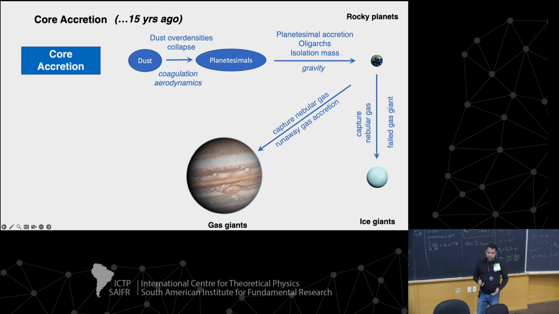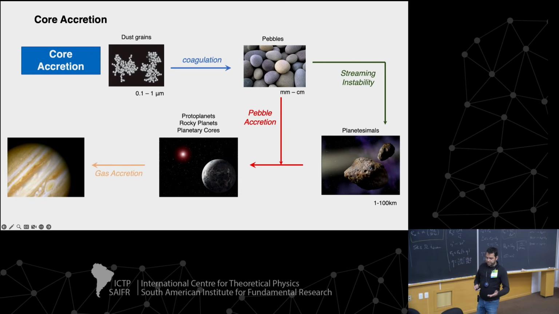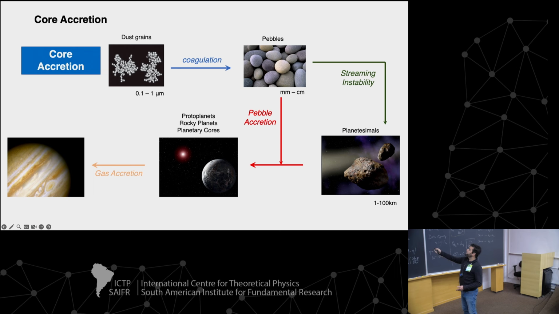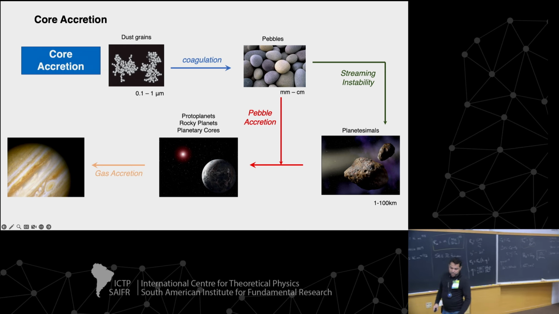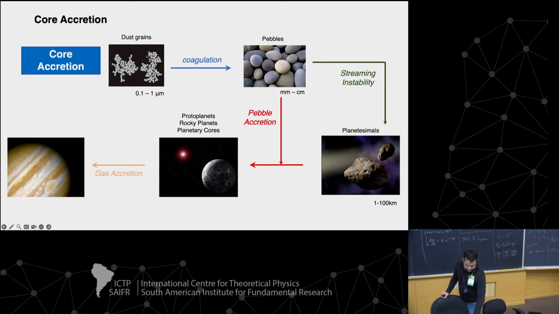And that's where pebble accretion comes in. This was core accretion 15 years ago. And the current picture is what I showed before. You have that the dust grains are forming by coagulation. Pebbles, right, will form. You form the planetesimals by streaming instability of the pebbles. And the planetesimals are growing to planets both by colliding with each other, but also by accreting the pebbles. And in this case, the growth by pebble accretion can significantly dominate.